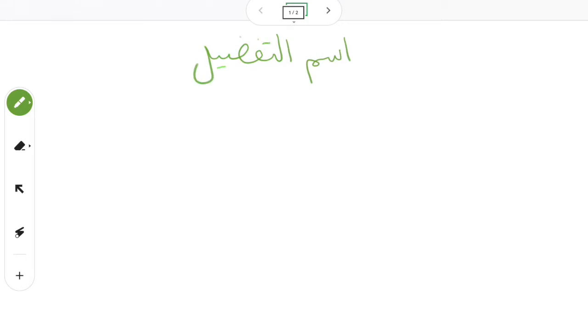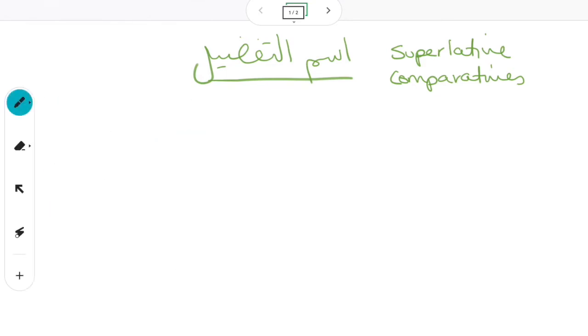Here we go. اسم التفضيل, which is superlatives. And they're also going to be comparatives. So we're talking about both of these. So let's look at some words that we have done so far for الدرس السابع.